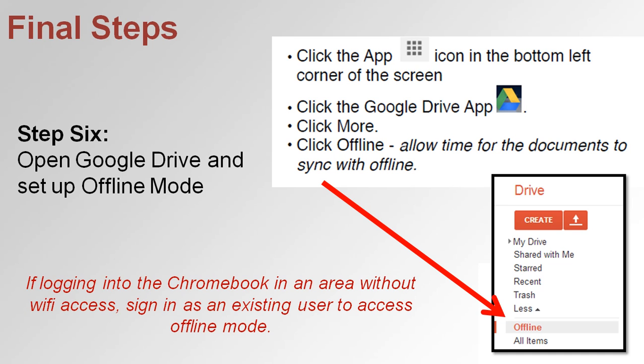Once Google Drive pops up, you're going to click on More, which is on the left-hand side of the screen, and then you'll see Offline. Click on this, and it will automatically sync your documents offline. This allows you to work on any of your Google documents whether or not you have a wireless connection. If you're logging into a Chromebook, taking it home, and you're in an area without Wi-Fi access, sign in as an existing user to access offline mode. Once you've done this, you're ready to power it off and take it home.